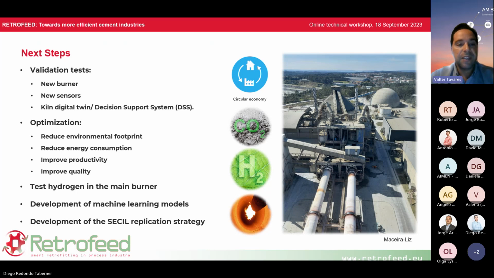So that you can understand the importance of RETROFEED, I remind you that the European Cement Association, CEMBUREAU, targets to reach 60% alternative fuels containing 30% biomass in 2030 and 90% alternative fuels with 50% biomass by 2050. And RETROFEED shows that we can achieve this target in the next years by using green hydrogen.